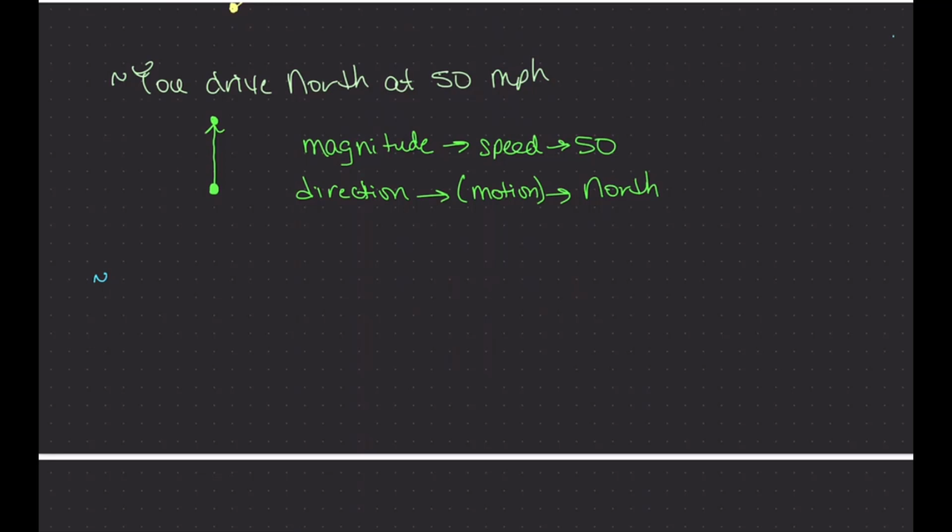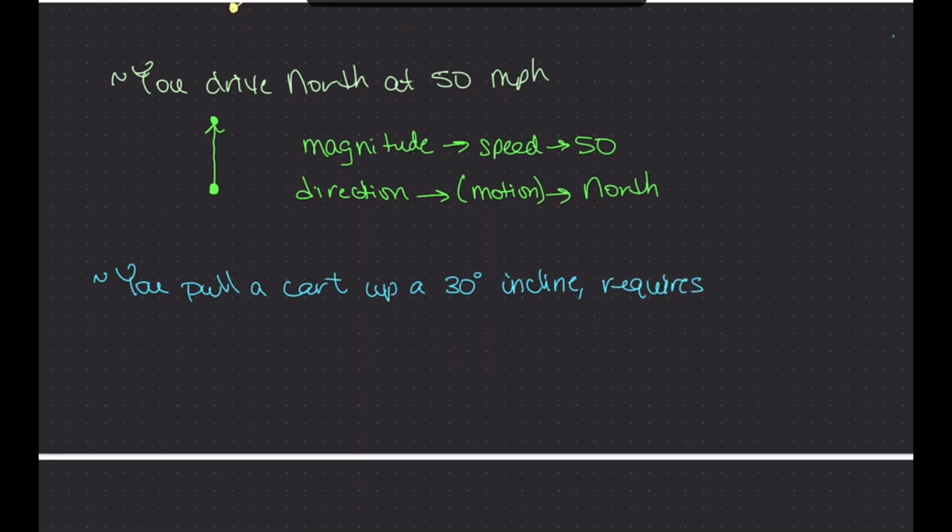All right. So yesterday, because it was so beautiful out, you decided to pull a cart. You pull a garden cart, because you're helping out planting some flowers in the garden. And you have to go up a 30-degree incline. To pull it up that incline, it requires an effort of 100 pounds. So you're going to build some muscle while you're there.